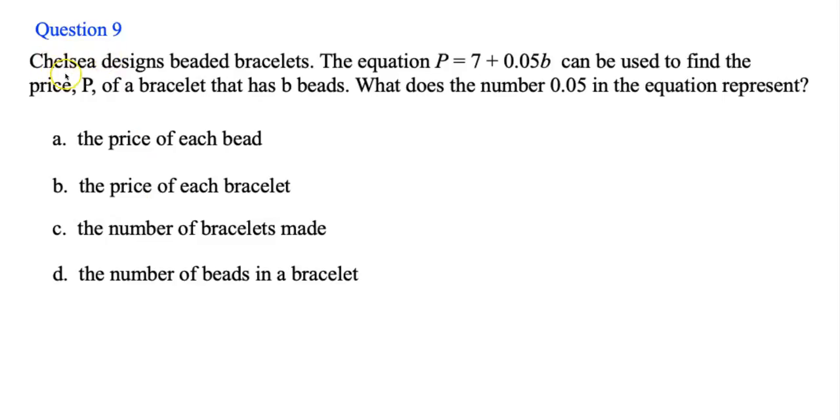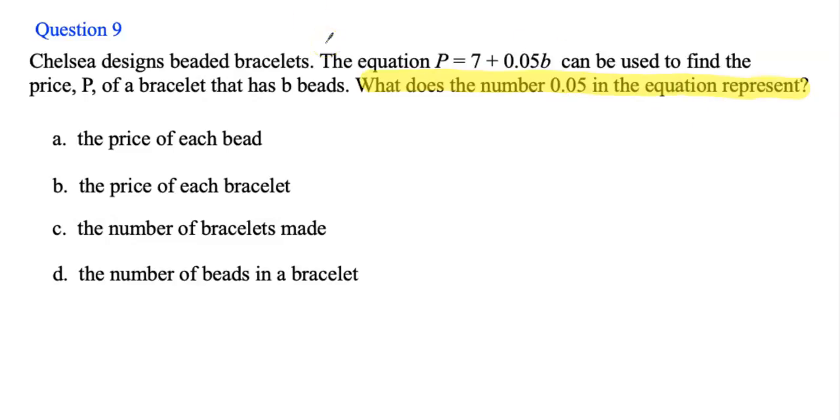Question number 9. Chelsea designs beaded bracelets. The equation P equals 7 plus 0.05b can be used to find the price P of a bracelet that has B beads. What does the number 0.05 in the equation represent? Let's highlight and reread that final question. What does the number 0.05 in the equation represent?